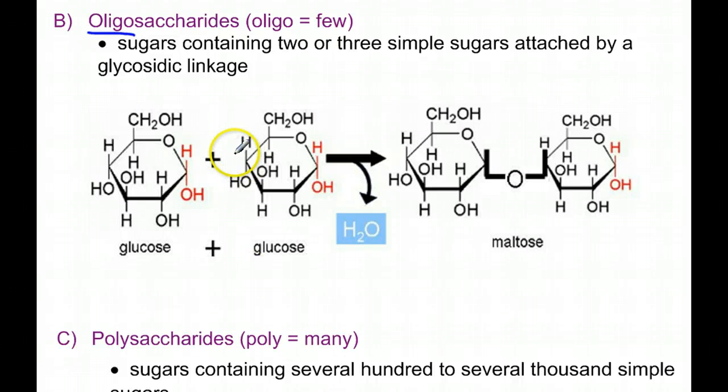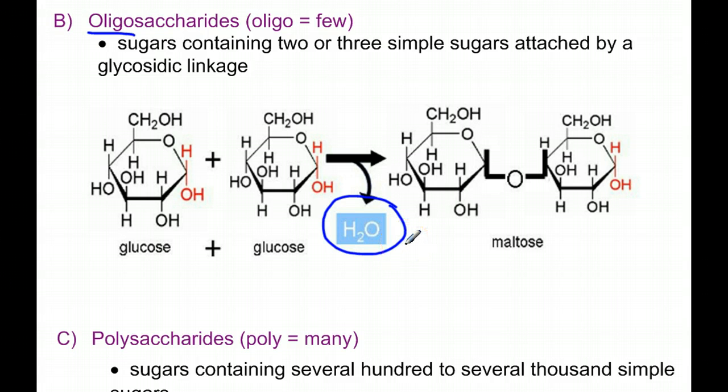So we have 2 simple sugars here, glucose and glucose. And if they're going to come together through a condensation reaction, one of them has to lose a hydroxyl group, one of them has to lose a hydrogen group, so that they can form that bond in between, and in the process, water comes off. So this is a classic condensation reaction.